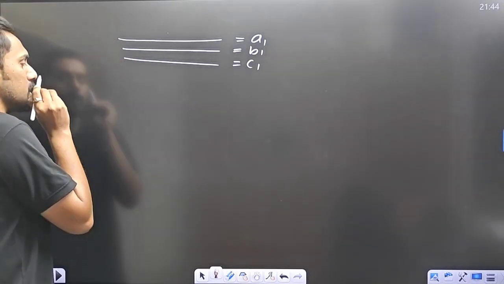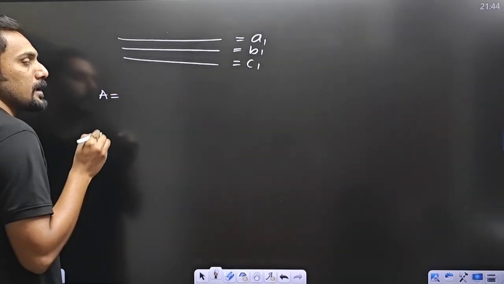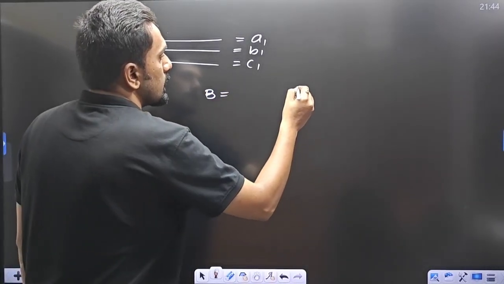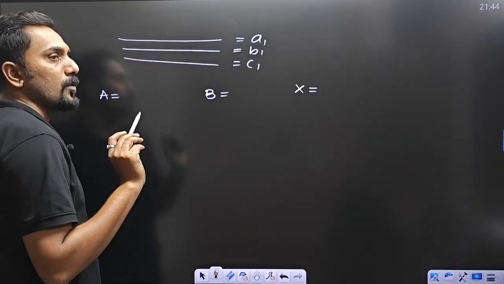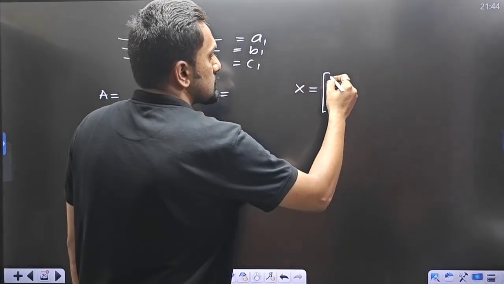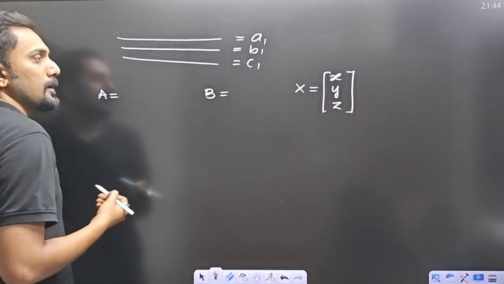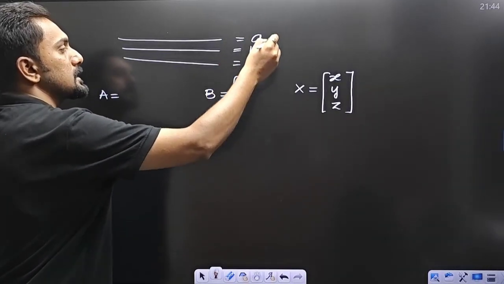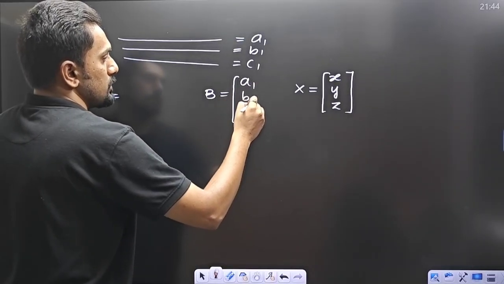So the first procedure is that first I need to write the A matrix, then the B matrix, then I should write the X matrix. This X matrix will be the same for all 3 by 3 systems. If the variables are 3, then this X will become the column matrix X, Y, Z. B will be equal to the constants on the right side of the equals sign, written along with their signs: A1, B1, C1.